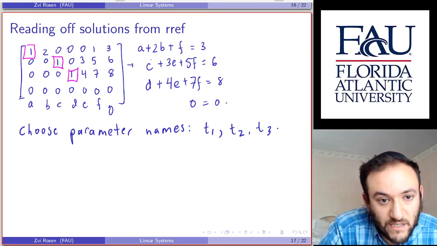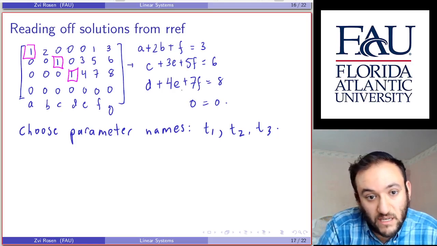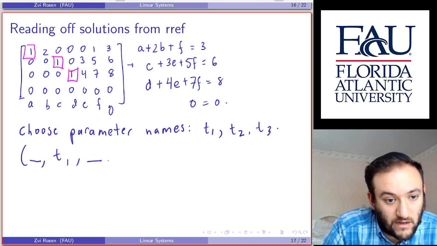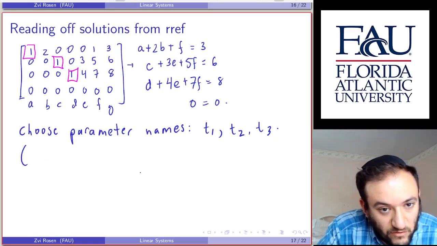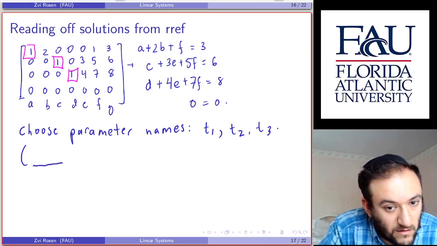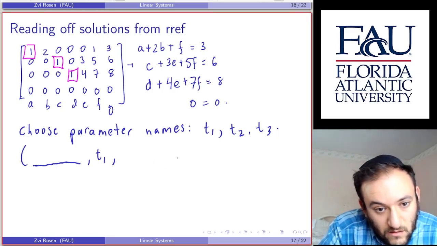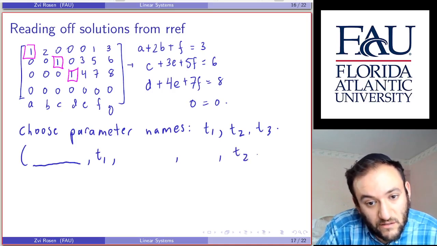Okay, and these are going to represent arbitrary numbers. So the solutions here, well, I can arbitrarily set parameters for B, E, and F. So I'm going to take T1 to be B. Okay, and then I have C and D. This leaves a little more room for A, C, and D. So T1, C and D. And then E and F will be T2 and T3.